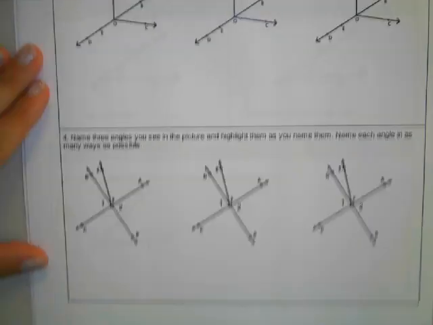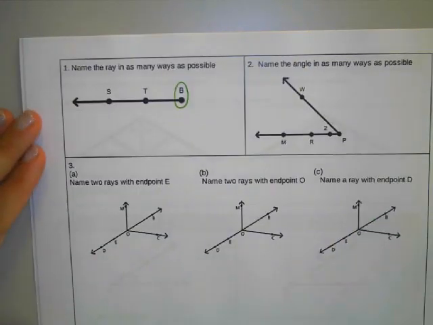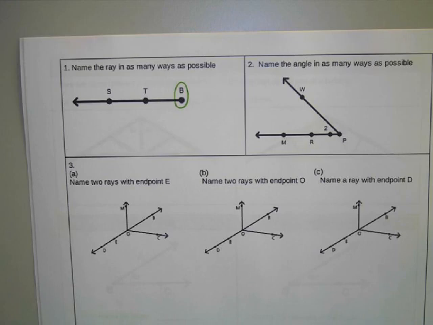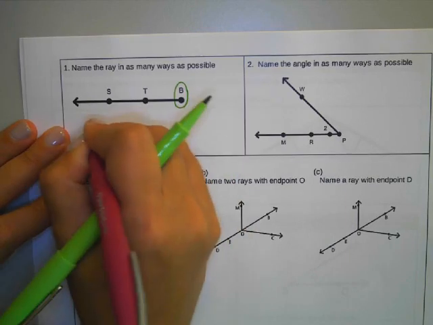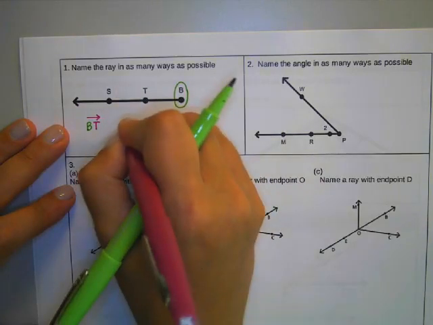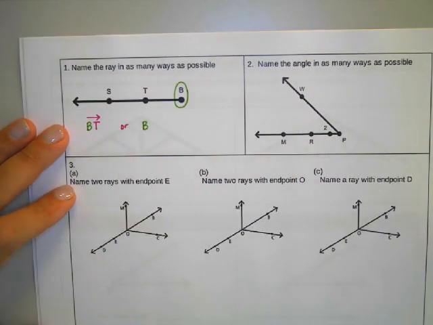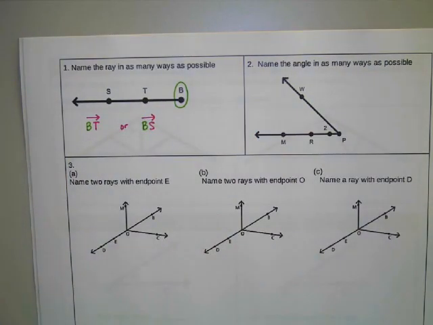Okay, now let's talk about some of the things that we have to be able to do. We need to be able to name rays and angles. So in problem number 1 here, we're going to name this ray as many ways as possible. Now this ray starts at endpoint B and it points to the left and goes towards T and S. So I know that all of my names should start with point B because that's the endpoint. So I'm going to call this B and then it goes towards T. And I would just draw a little ray over the top. Or I could call this ray where it starts with B and it goes towards S. And I would draw a little ray over the top. So that's just 2 different ways to name that ray.